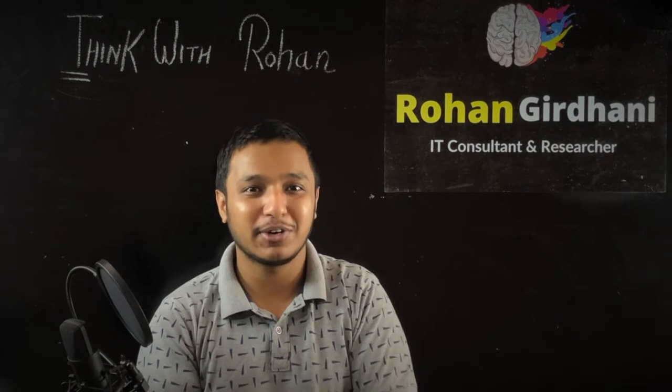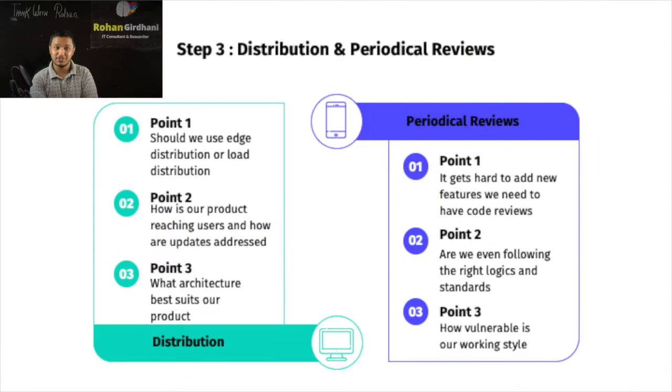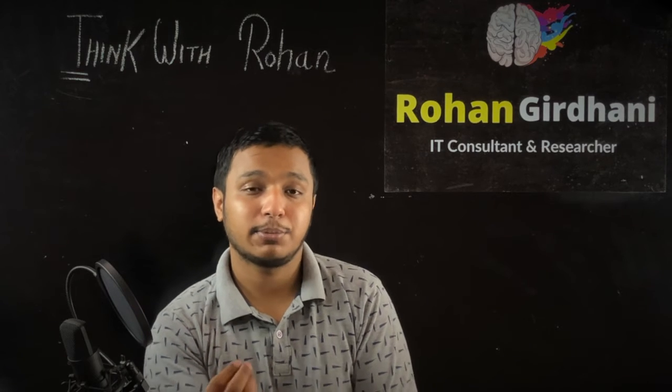Now coming to step number 3, which is distribution and periodical reviews. So now we have our standards with us, we have the right set of technology, and we need to work on how the distribution would work out and how we would be reviewing our product every now and then. If you talk of distribution, you could be using edge computing or some classic balancers. All depends upon the use of your product.